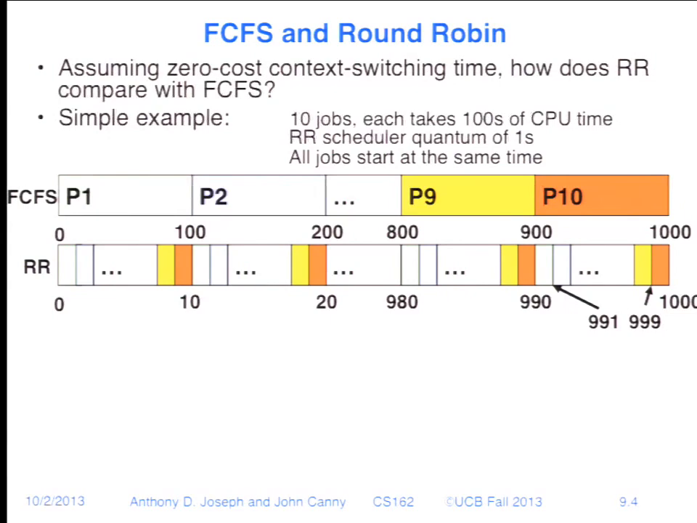Yeah? That's just the amount of time that round robin is assigning. So round robin assigns a chunk of time and then interrupts the process. So it's just how long each process gets to run without being interrupted.